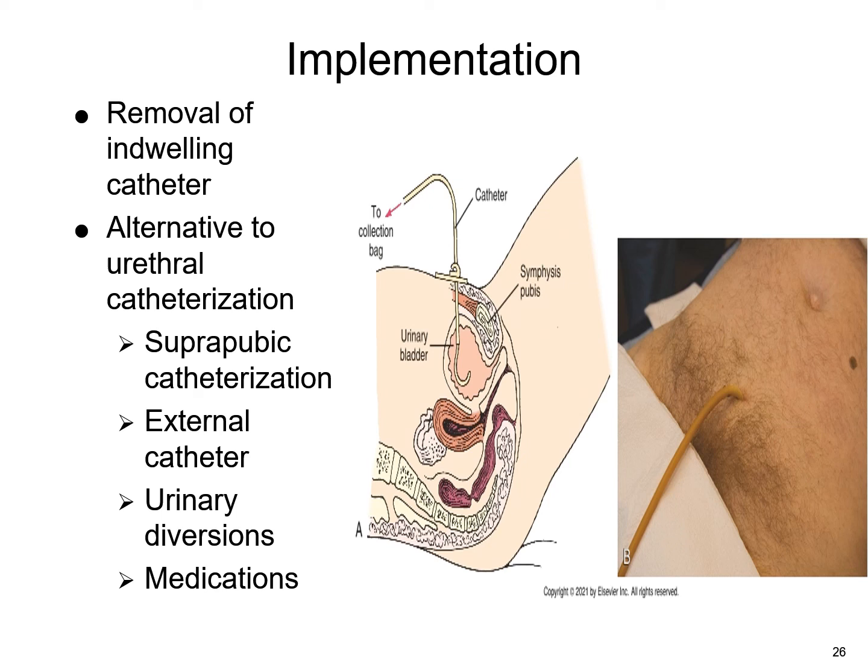A suprapubic catheter is a urinary drainage tube inserted surgically into the bladder through the abdominal wall above the symphysis pubis. An external catheter, also called a condom catheter or penile sheath, is a soft, pliable, condom-like sheath that fits over the penis, providing a safe and non-invasive method to contain urine.